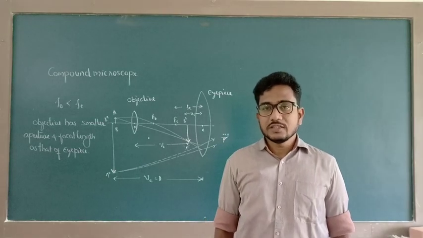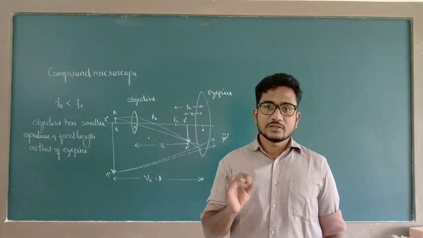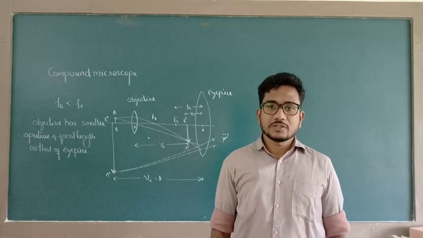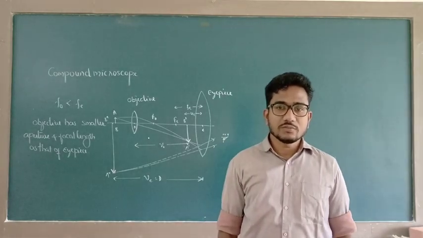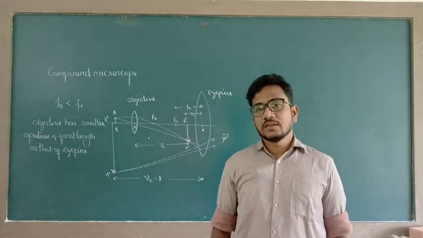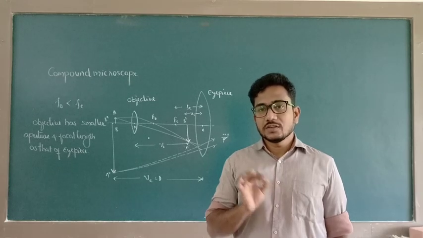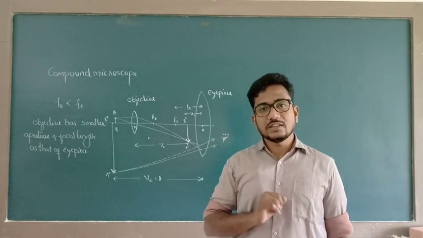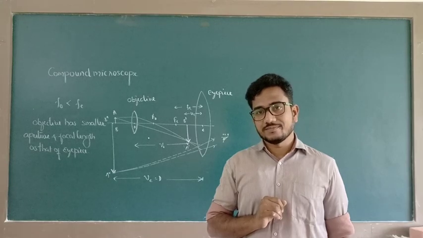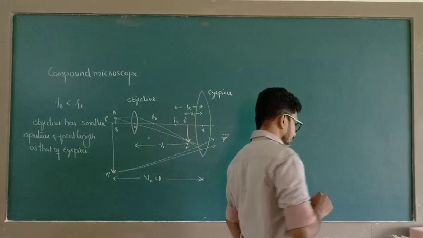On the basis of this, we are going to categorize telescopes into two types. The first one is the refracting type of telescope and the second one is the reflecting type of telescope. In both cases, the telescope is used to observe distant objects. Okay, so now I am going to start telescope.